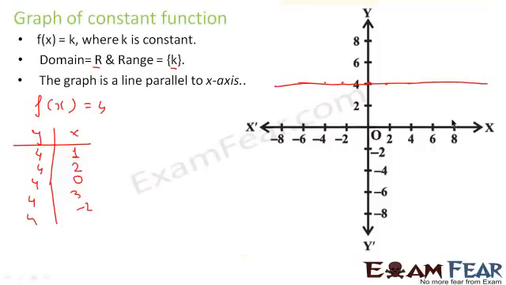So if you see here, the domain, that is the x-axis, is R. Any real number can take this value. But the range, you see, the range is 4 because 4 is the only output. So in this case, the domain is R and the range is 4. And this is a line parallel to the x-axis.